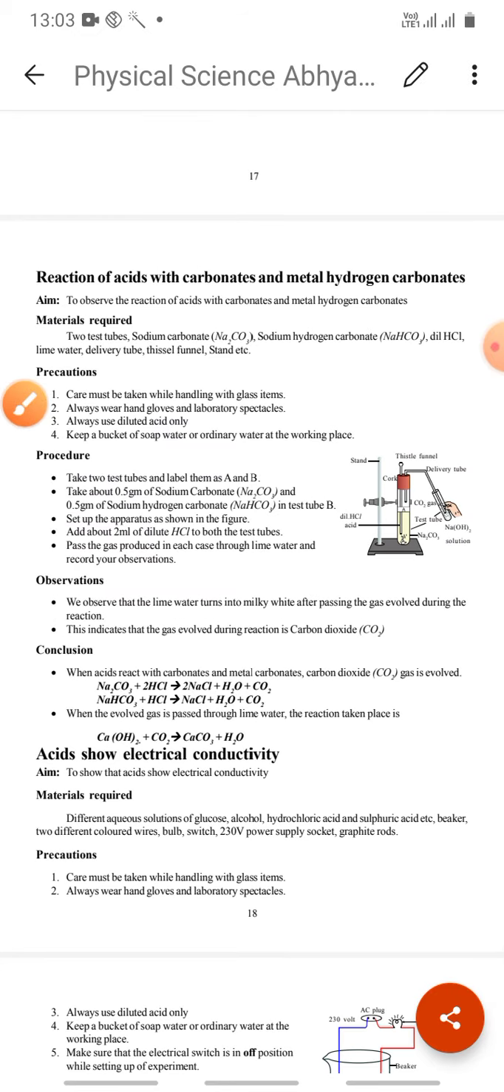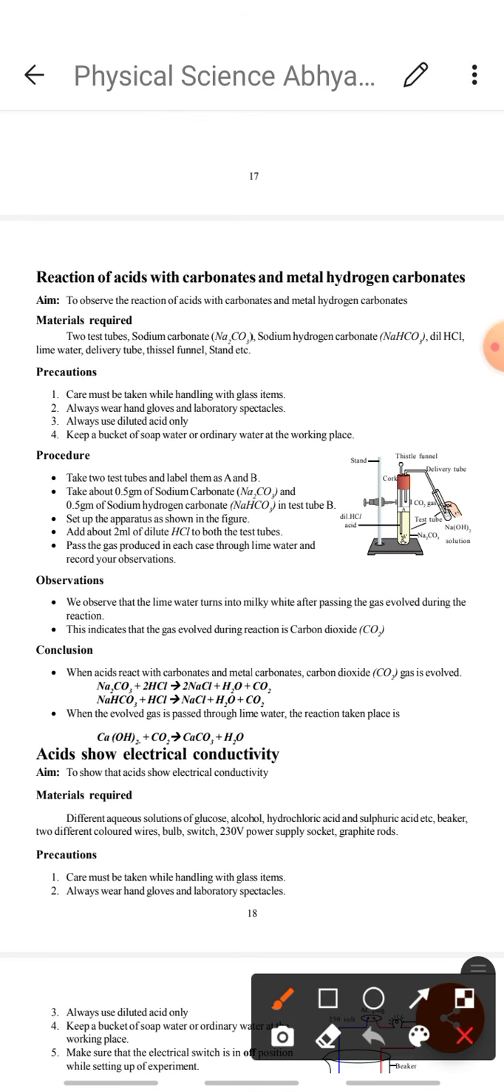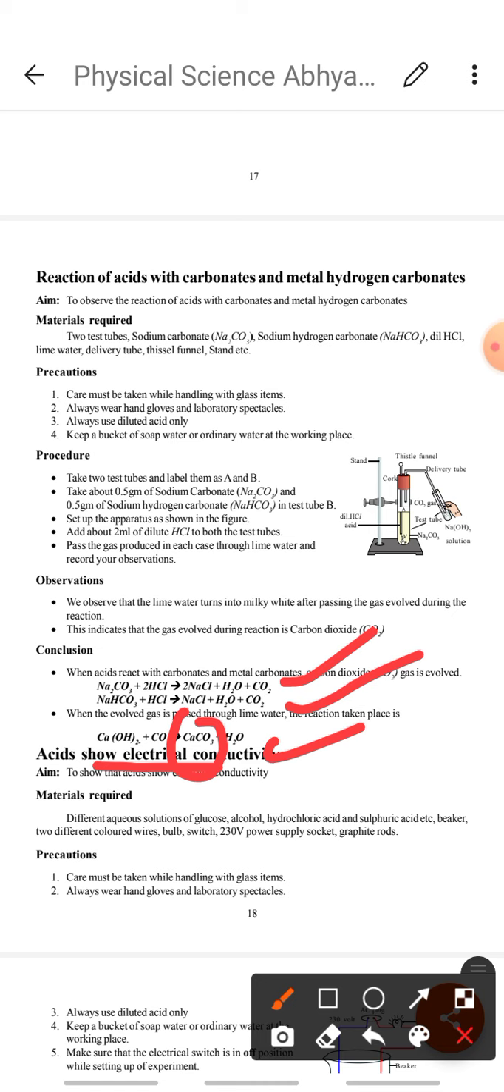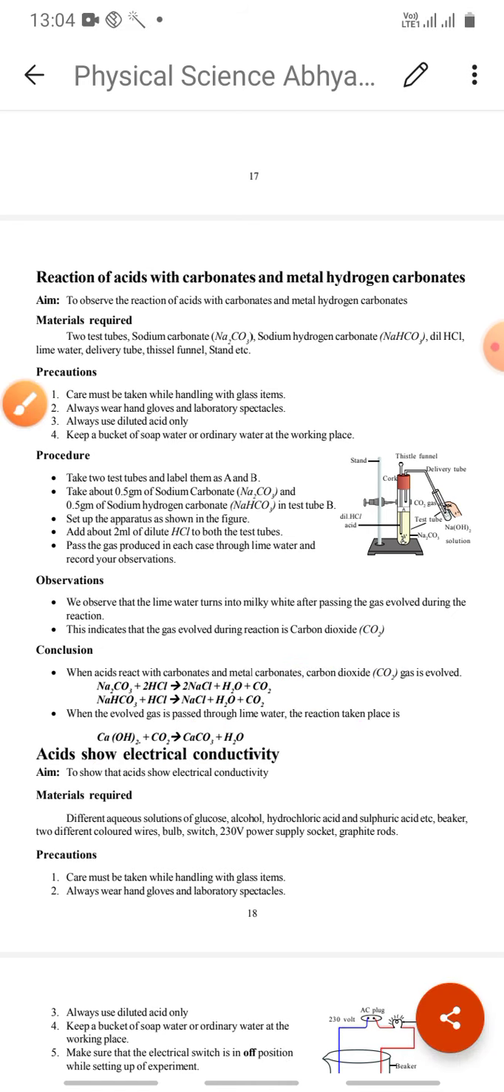You see here in this reaction, sodium carbonate plus 2HCl gives 2NaCl plus water plus carbon dioxide. In the case of sodium bicarbonate and HCl, it also forms sodium chloride, water and carbon dioxide. If the carbon dioxide passes through lime water, it turns to calcium carbonate, that is, a white precipitate appears. Okay, children?